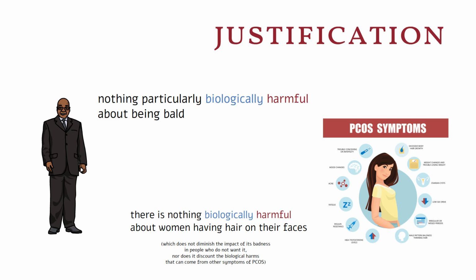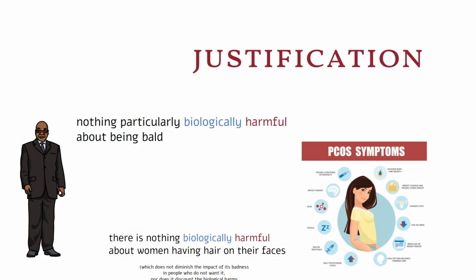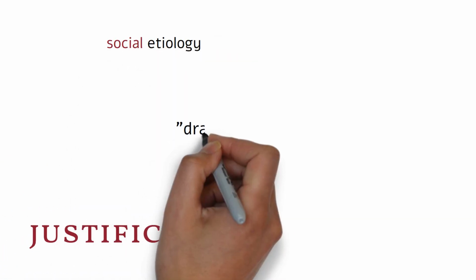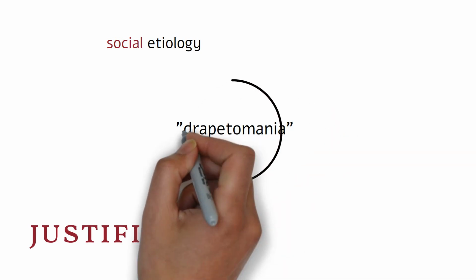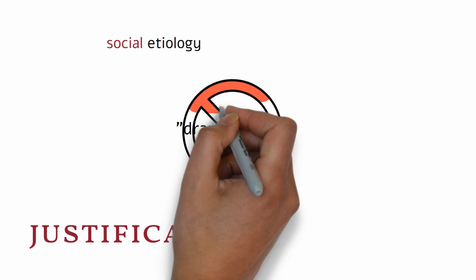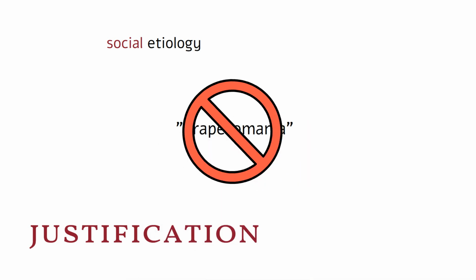Thinking about health as a normative claim helps us to see where some elements of disease might have a social etiology, so that in the case of, say, drapetomania, a, quote, disease that made enslaved black people want to run away from white people who claim to own them, we can challenge the normativity behind that disease label.